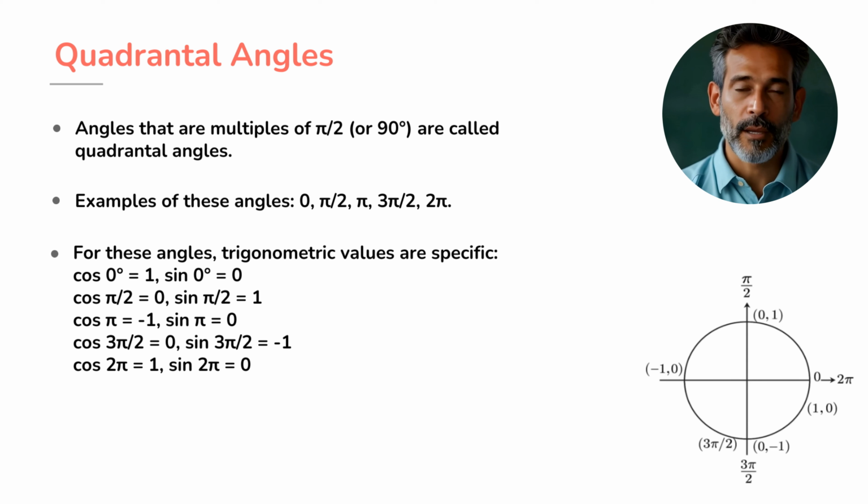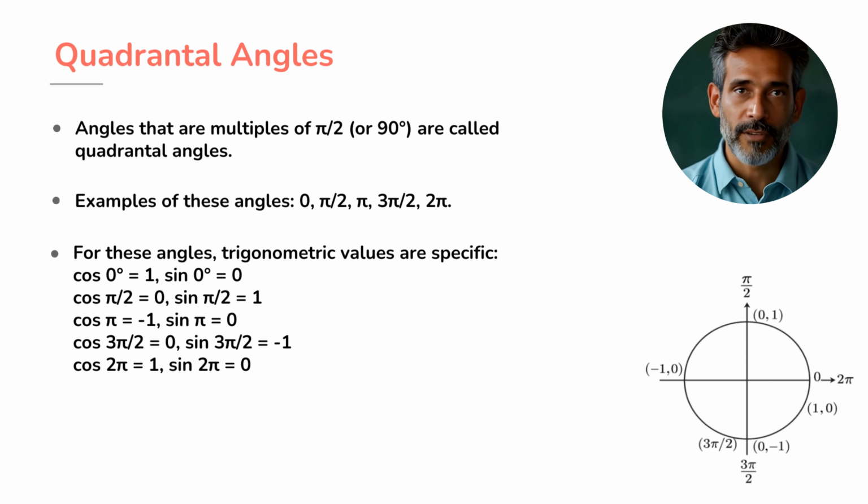For example, cos of 0 degrees equals 1, sin of 0 degrees equals 0, cos of pi divided by 2 equals 0, sin of pi divided by 2 equals 1, cos of pi equals -1, sin of pi equals 0, cos of 3 pi divided by 2 equals 0, sin of 3 pi divided by 2 equals -1, cos of 2 pi equals 1, sin of 2 pi equals 0.